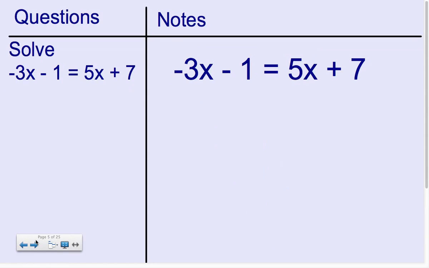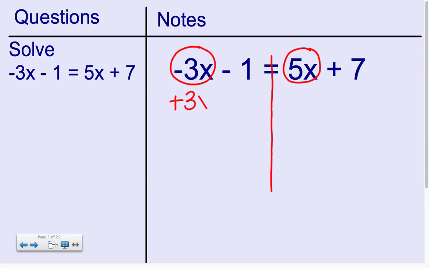Negative 3x minus 1 equals 5x plus 7. Train tracks. This time my couples are negative 3x and 5x, my variables that I'm going to circle. My two options for this problem are to add 3x on both sides or subtract 5x on both sides. The one that's going to keep my number positive is adding 3x. Remember, we're adding because of that negative sign in front of the 3. We're always doing the opposite.